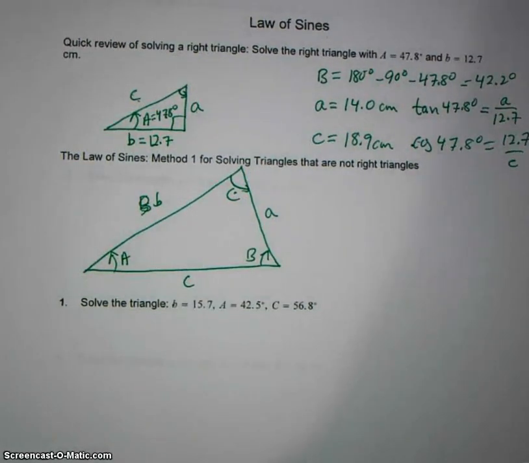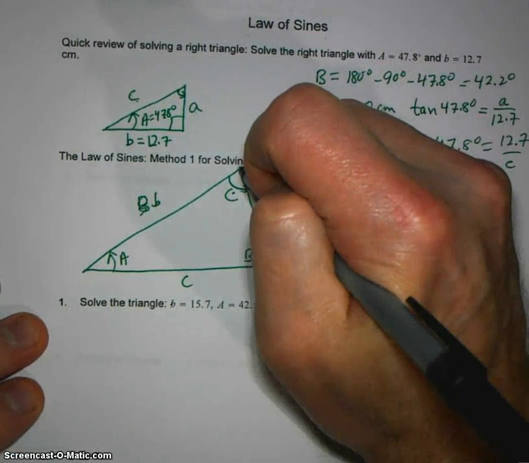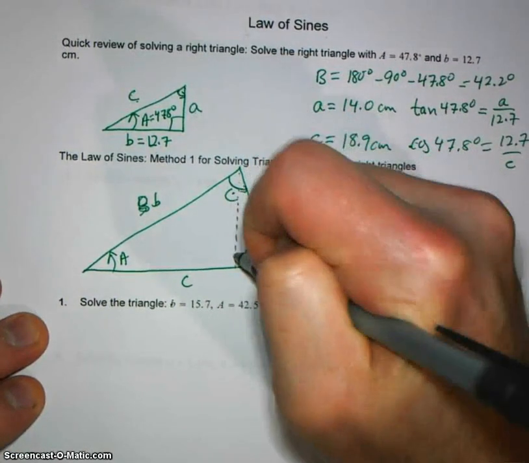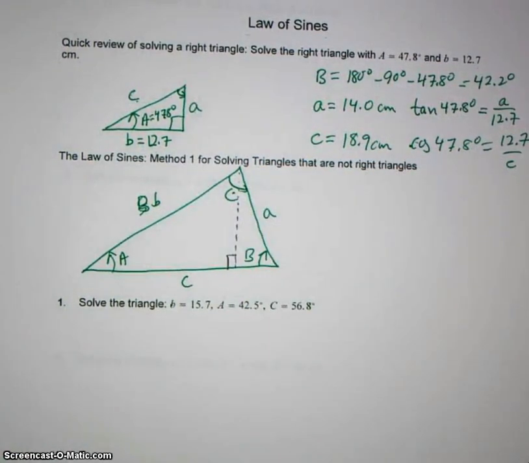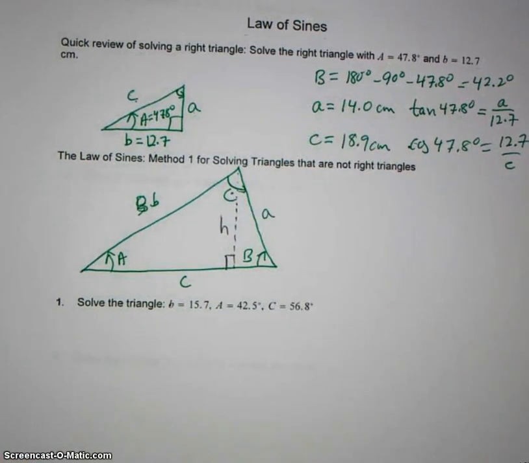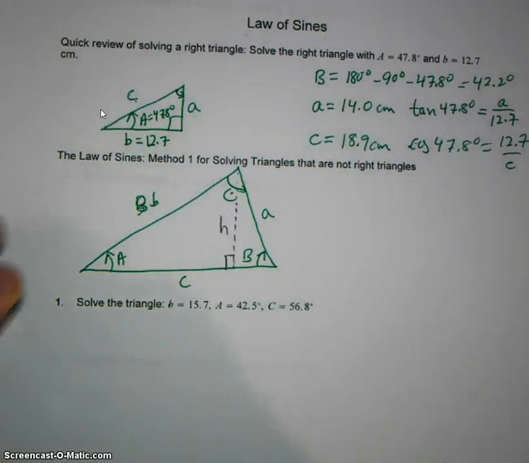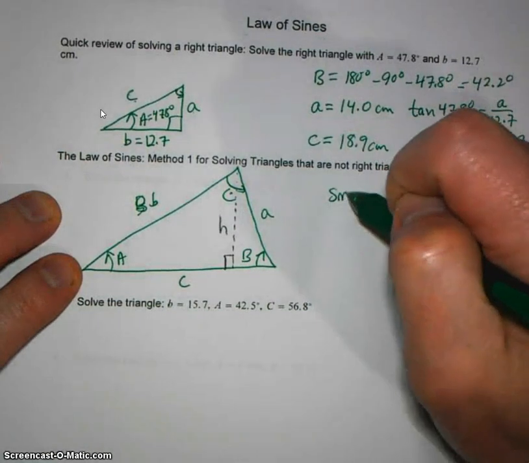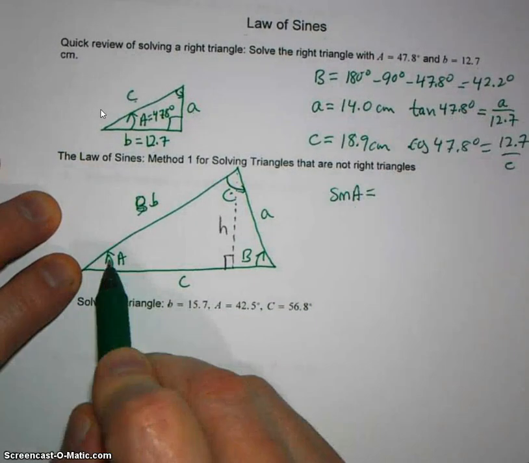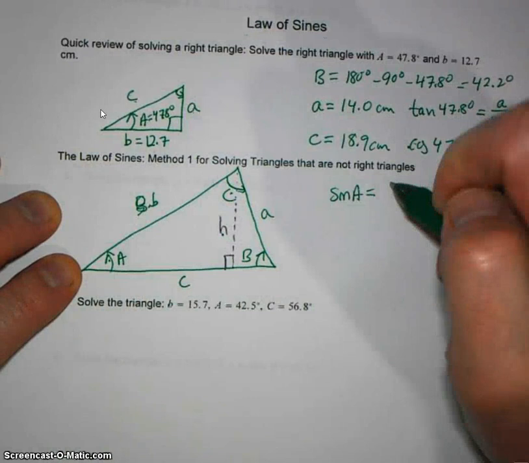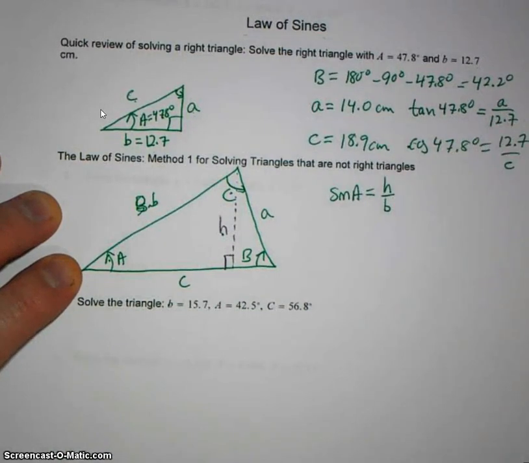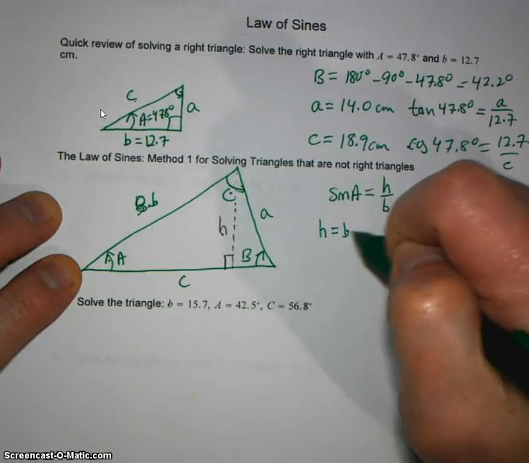All right, now in this triangle, I'm going to draw this, making a right triangle, and I'm going to call this H because that's the height of this triangle. So now notice what I can do. Now I can use the fact that I have a right triangle. I can say sine of A is opposite over hypotenuse, H over b, which means H is b sine A.